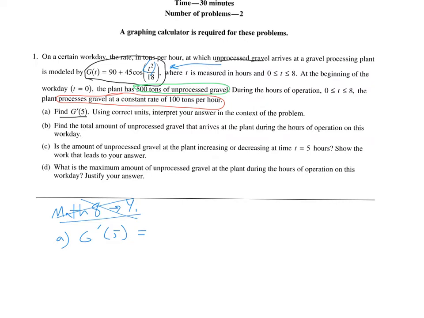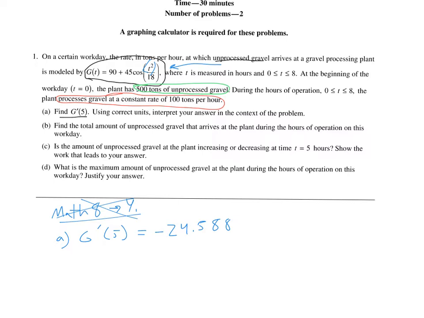I'll show you how to do this in the calculator. When you put this in your calculator, you'll get negative 24.588. And so now we have to think about what that number means. Well, if G represents the rate at which gravel is showing up, then the derivative of that, G prime, represents how that rate is changing.